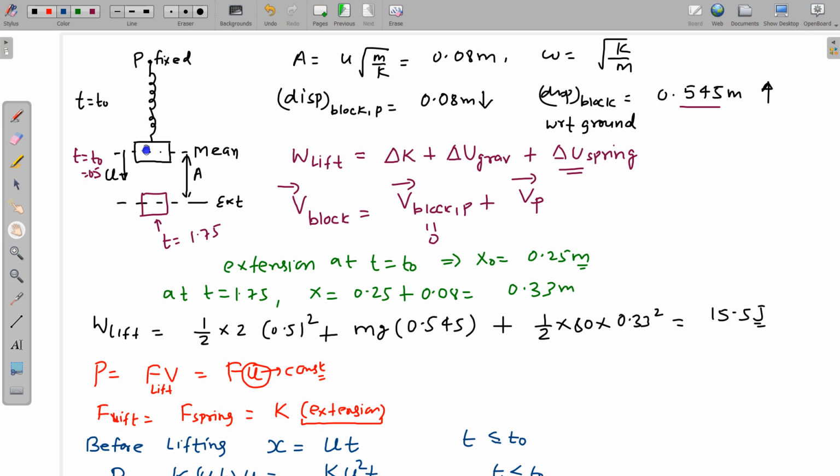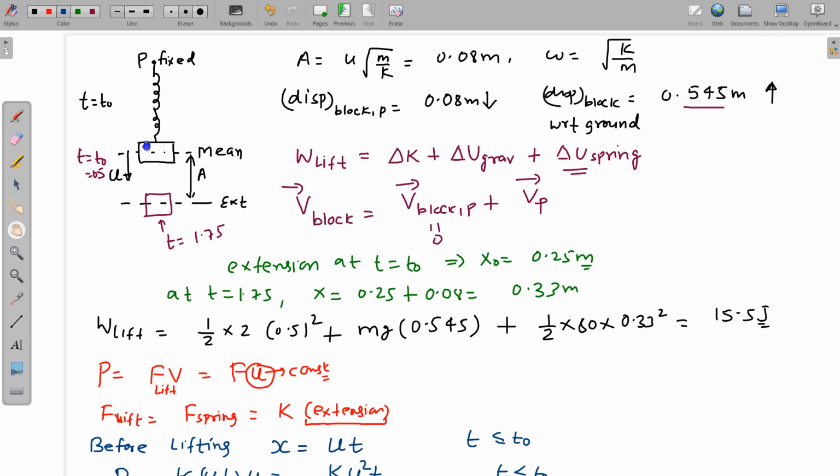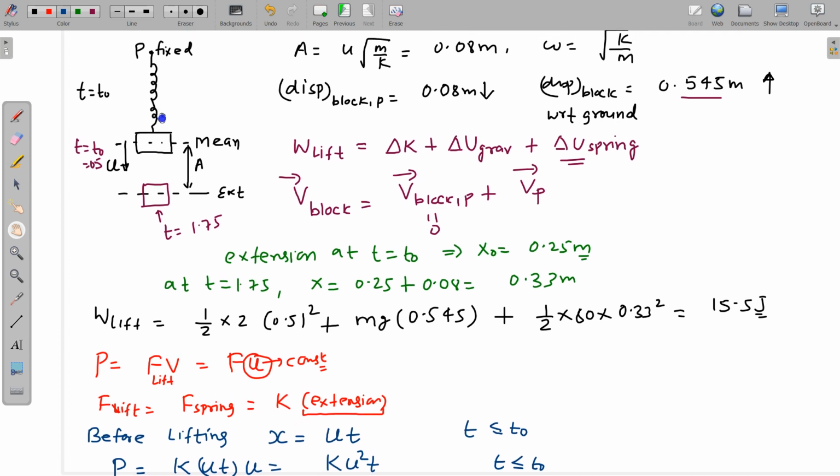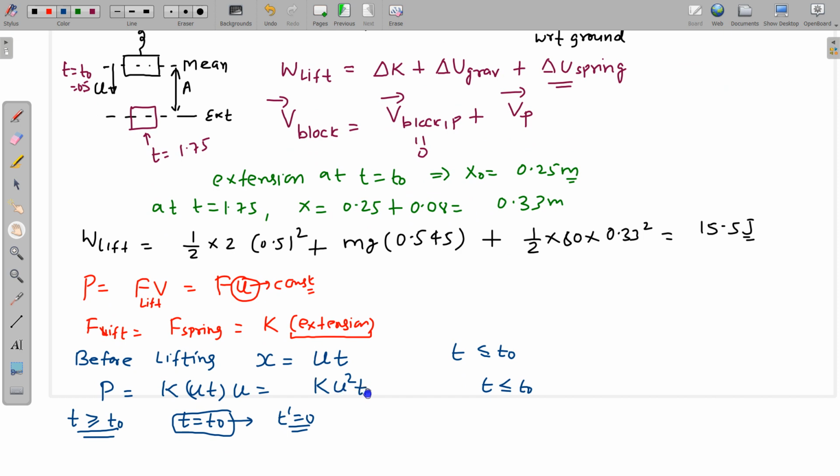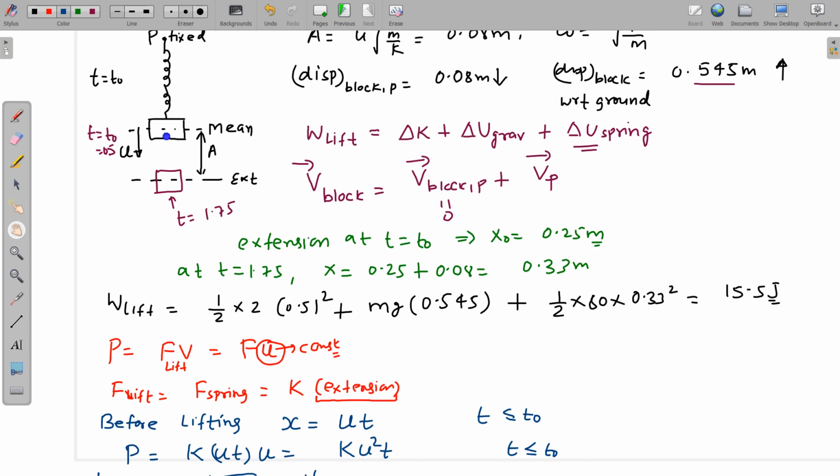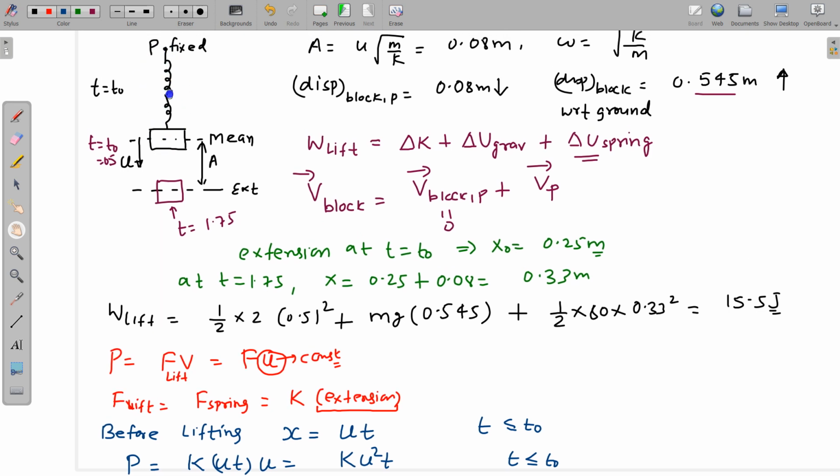So the extension at this particular instant is 0.25, and that extension is equal to u square root of t naught. If we put the value of t naught, we can find the extension at t is equal to t naught. From this diagram, the extension is 0.25 meter, and after this instant, this block starts coming down in this particular frame. This point is fixed, and this is moving in the downward direction, which will increase the extension in the spring. Whatever the displacement of this block is will be the further extension in the spring. So I have to add the displacement of the block to 0.25.